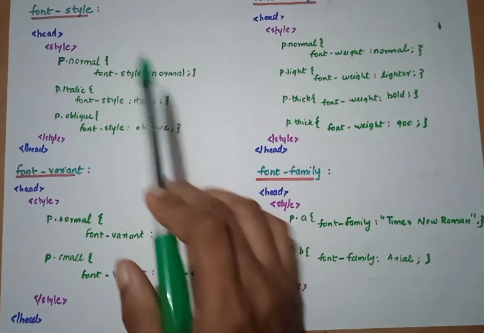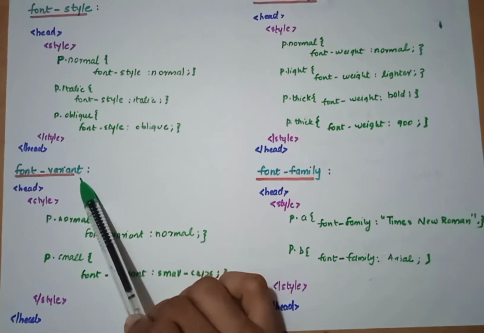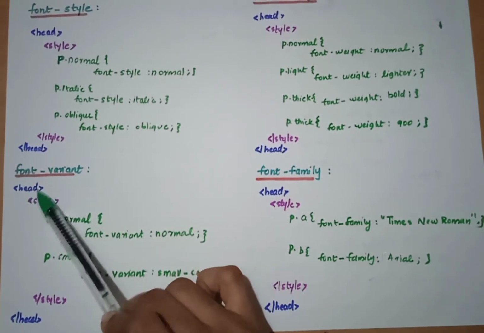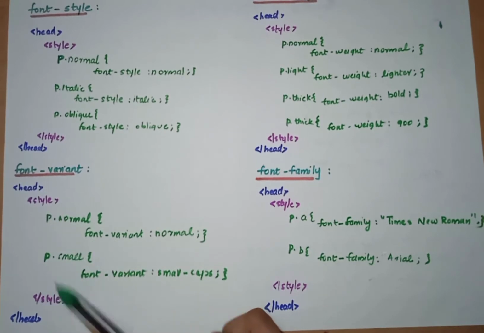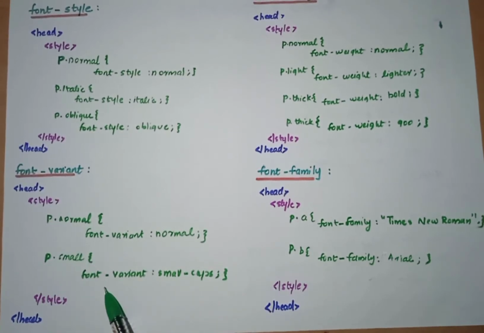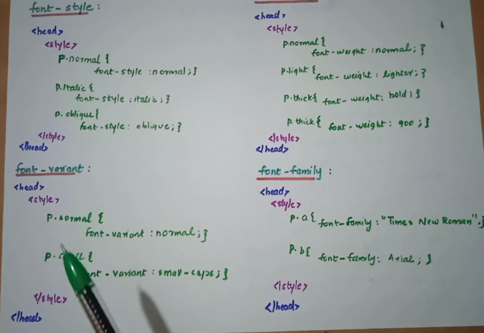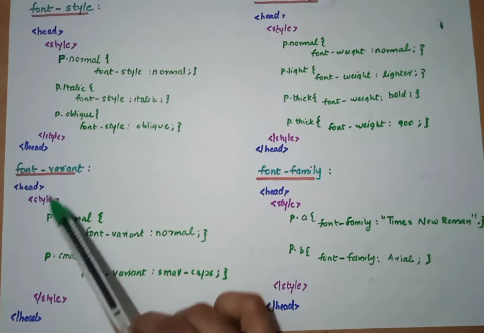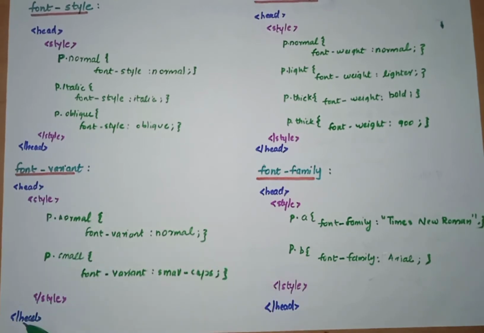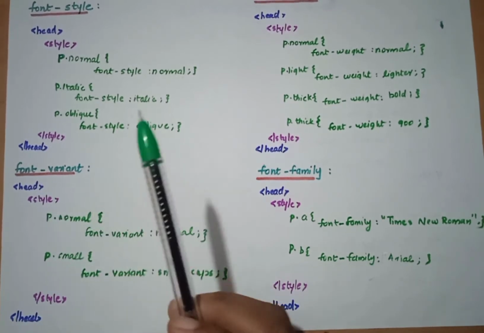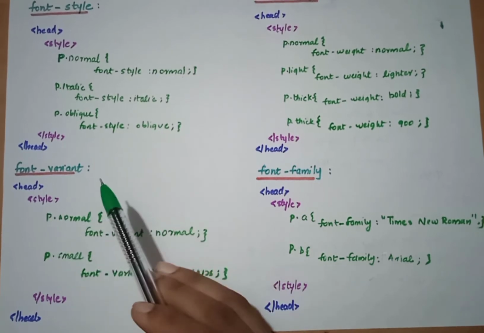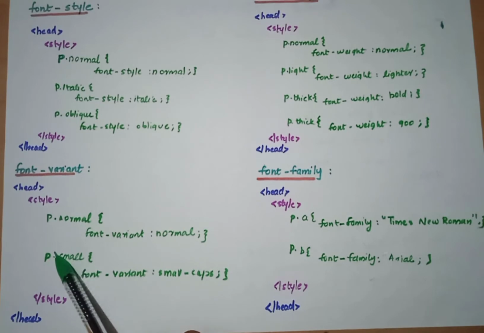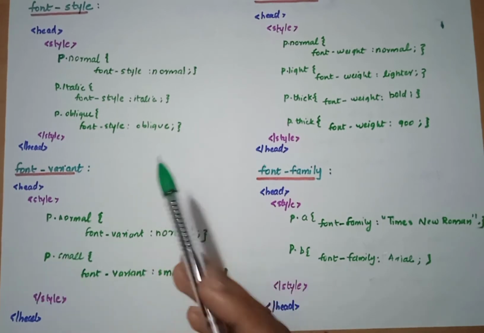So likewise, let's see the next CSS property, that is font variant. Here also we started with these basic things because this is CSS. So it is mandatory to write every code for CSS or styling inside the style tag, and it should always be inside the head if you are not using an external CSS format. Okay, so P dot normal here. Here also we can see the dot. That means this is a class selector.